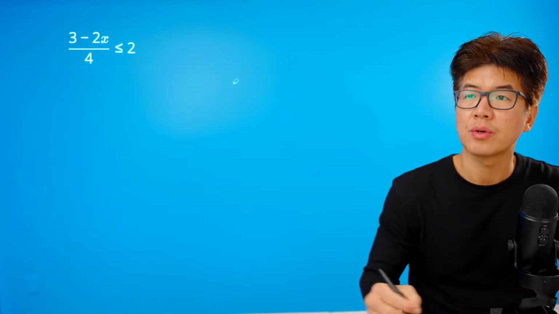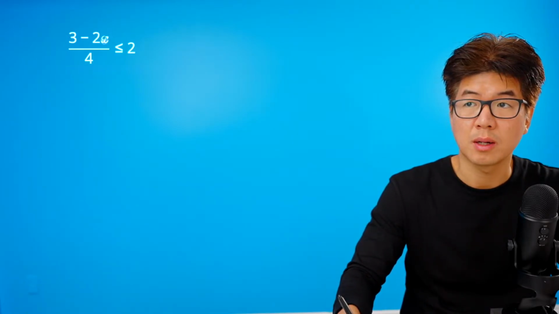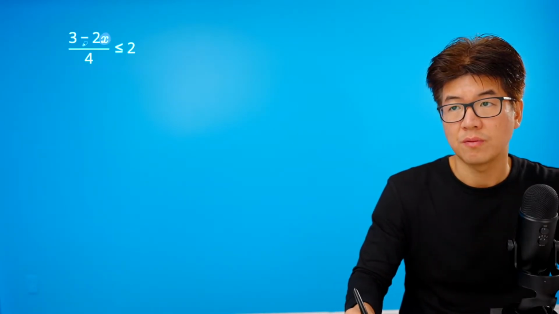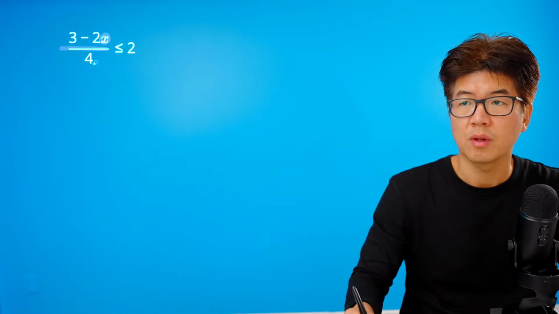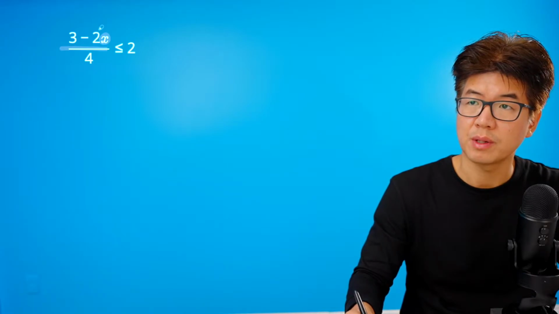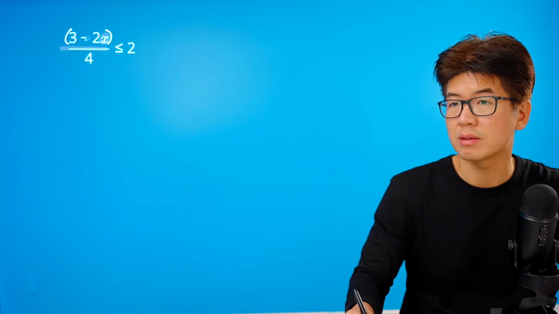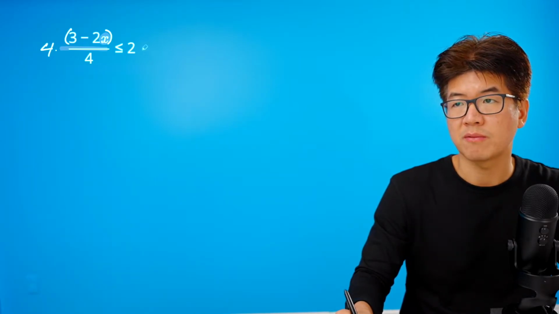Okay, let's do an actual full example of a linear inequality. Here it is. The goal here is to isolate x. The first thing that we need to do is to remove that fraction, because there's an implied bracket here, we first want to isolate that bracket. So we need to multiply both sides by 4 for that.